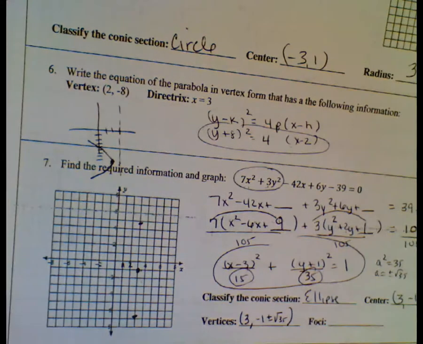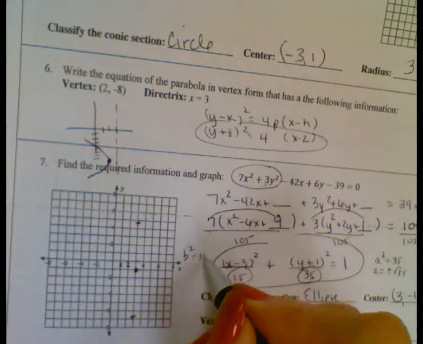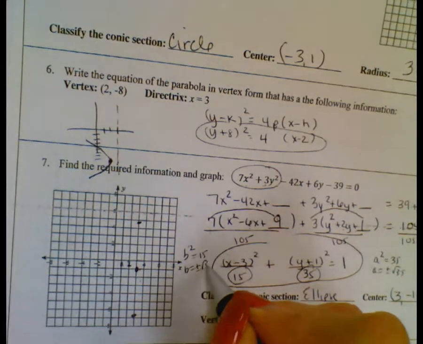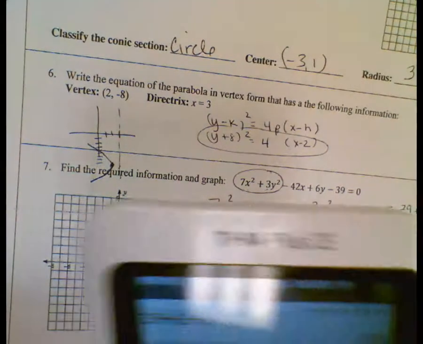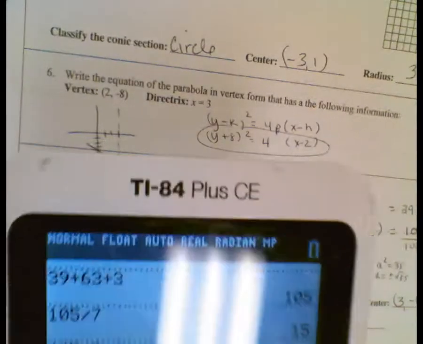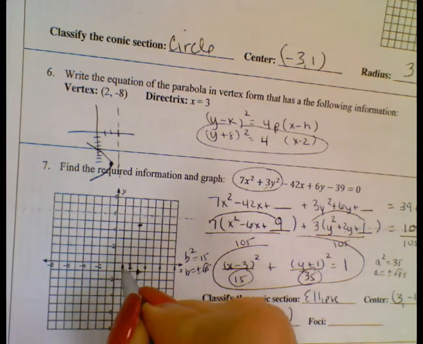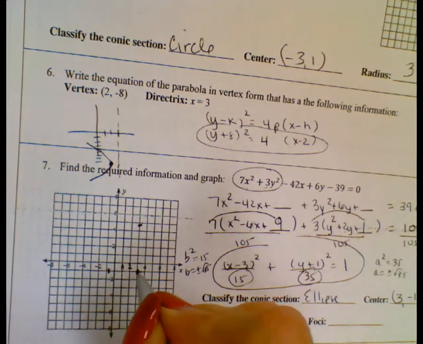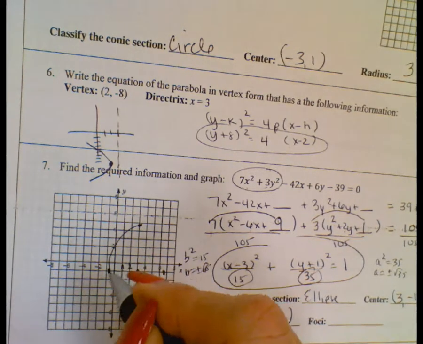I know it's ugly, but when you don't have a perfect square, you just got to do your best. Now, b squared is 15, so b is plus or minus square root of 15. Now, square root of 15 is approximately 3.9, and that's going to go left and right. 1, 2, 3.9. So we have enough to draw our ellipse.